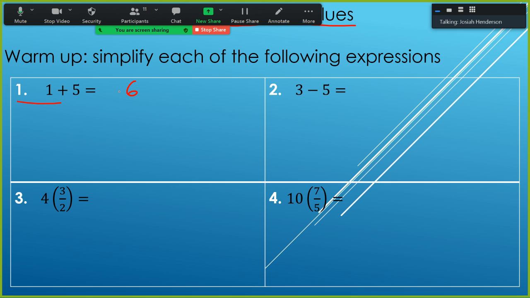All right, a little trickier. Number 2, 3 minus 5. 3 combined with a negative 5. Because it's minus 5, think of it as negative 5. And if you smash together positive 3 and negative 5, what's left? I know negatives are tricky, but that's why I wanted to warm up with it today so we get a little more practice.